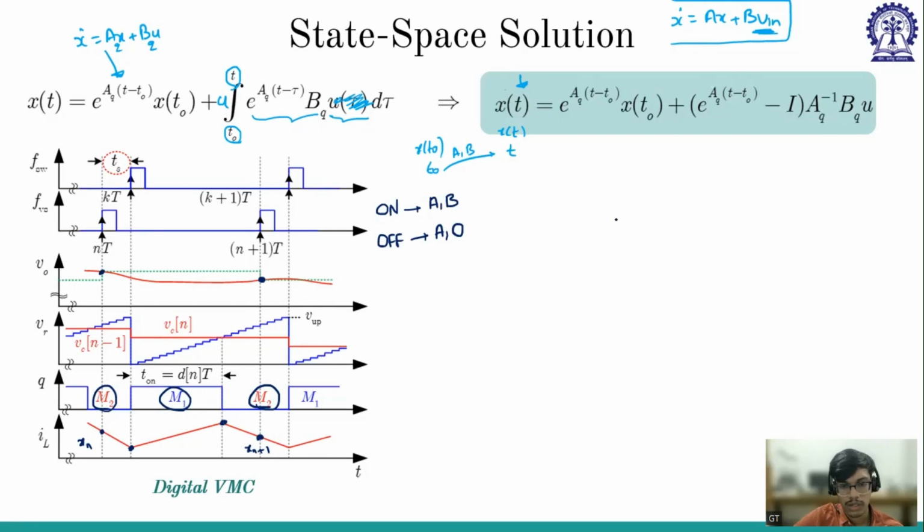Yes, sir, the input is 0. Yes, so it is disconnected from the input. So the B matrix is 0.